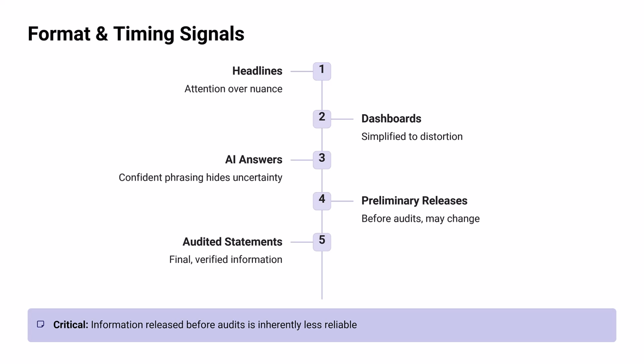Here's the critical point. Information released before audits is inherently less reliable. Timing matters enormously. A preliminary earnings announcement in April may look very different from the audited financial statements filed in May.